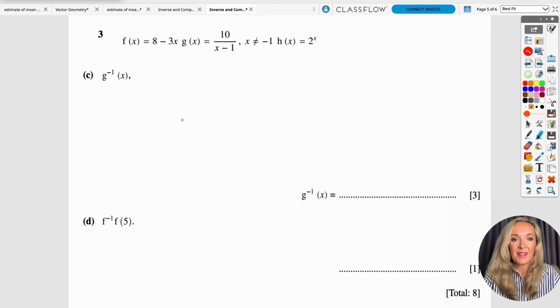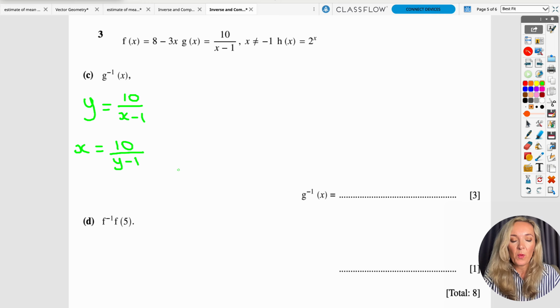Final 2 parts of this question, and the next one is asking us to find the inverse function of this quotient function here, g. All right, so what we've got is that, first of all, we'll always write it as y equals. Well, we're focusing on the function g, so it's 10 over x minus 1. And what we now do is we swap our x and y terms. So x equals 10 over y minus 1.